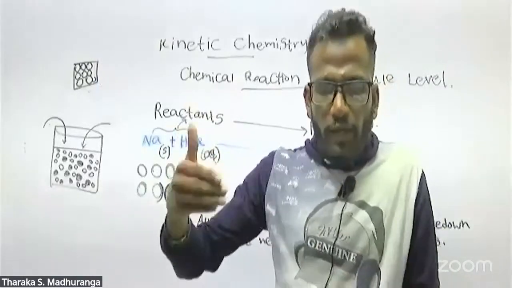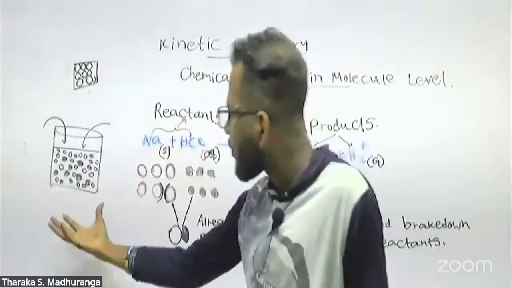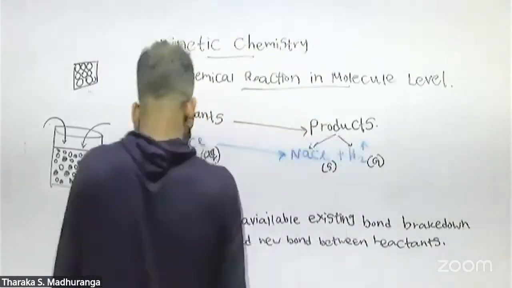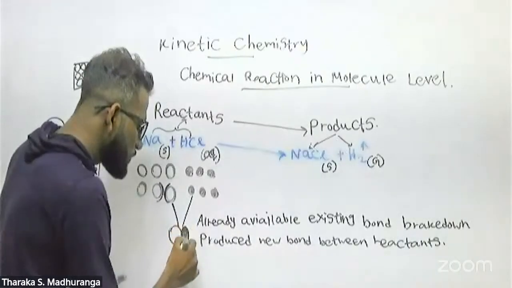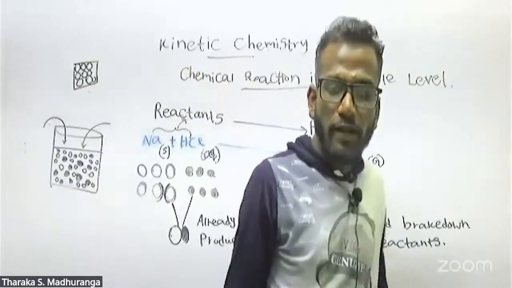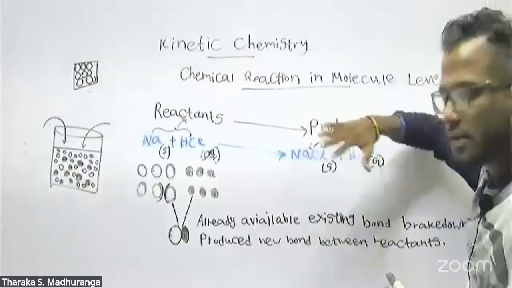The bonds break down, and this bond breaks down and converts into a new bond here. After this new bond forms, that is called a product. That's how their characteristics are changing, and that is what you want to understand.